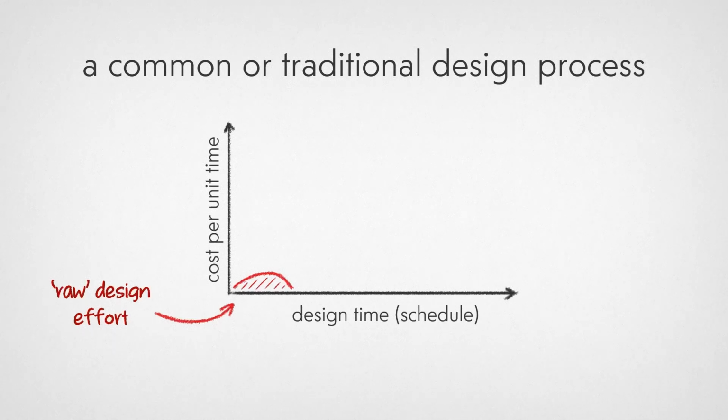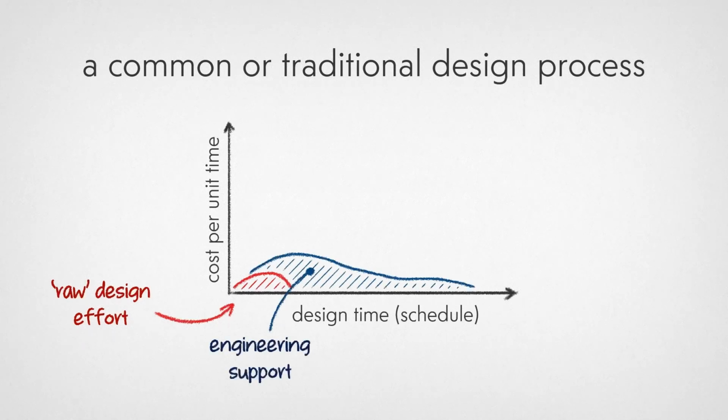Once we have this prototype, we need engineering support to turn it into a workable design. This means making it manufacturable, easily assembled, interfacing with its operating environment, transportable, and so on. And once we have a workable design, we need to certify it somehow against specifications or requirements to ensure that it is usable for our customers.